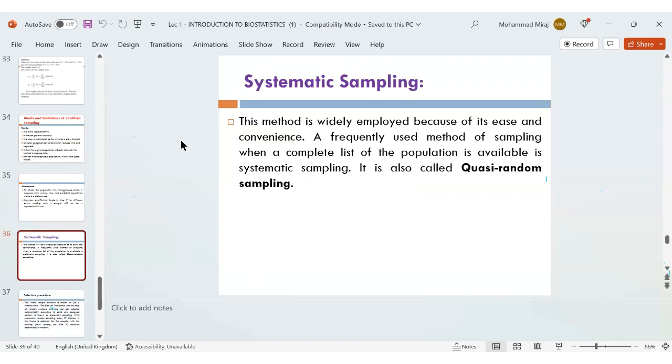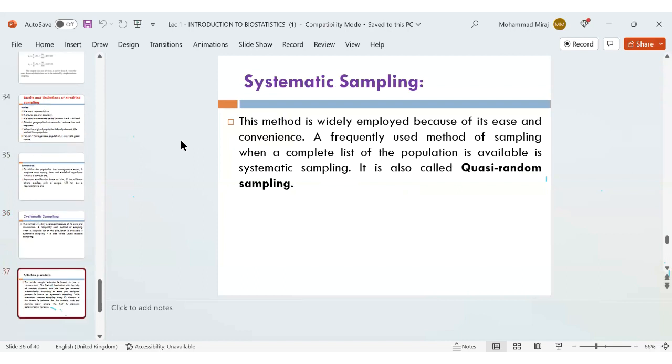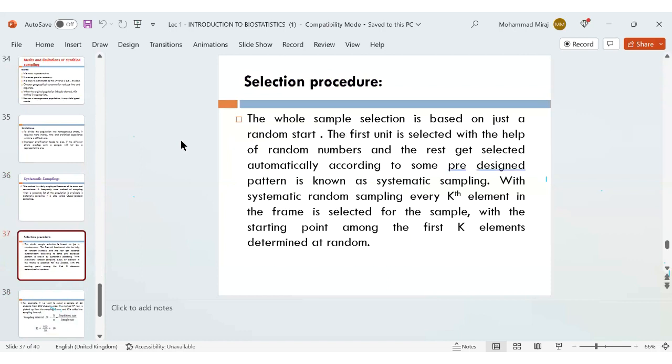So we have understood what is random sampling and what is stratified sampling. Then we come to the third part, which is known as systematic sampling. This method is again very commonly used for its ease. Whenever you have a complete list, you can use systematic sampling, which is also known as quasi-random sampling. Again, we start randomly. The first unit is selected, and then based on this, every nth unit we are going to select.